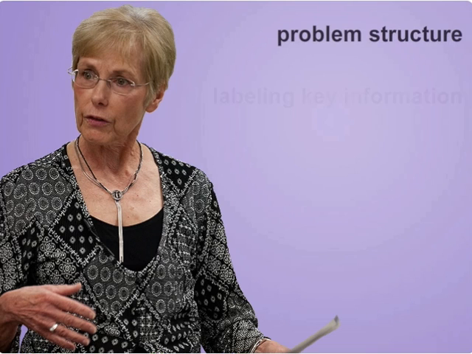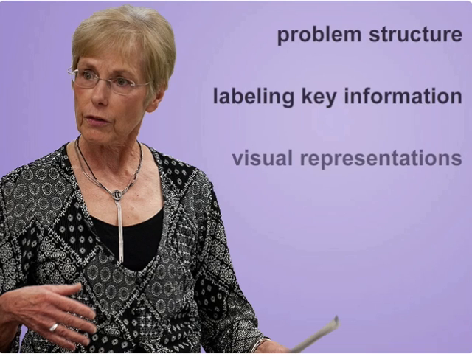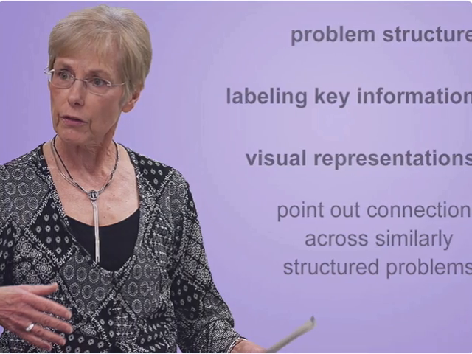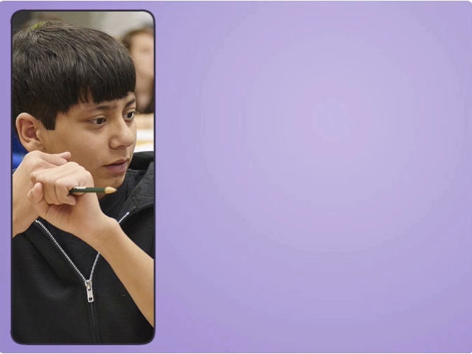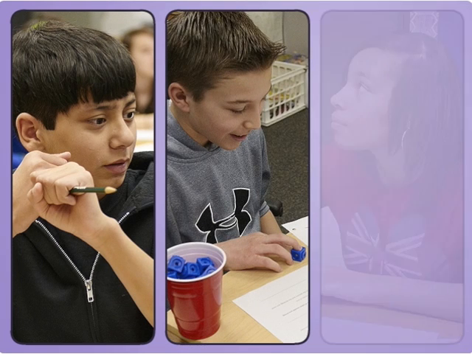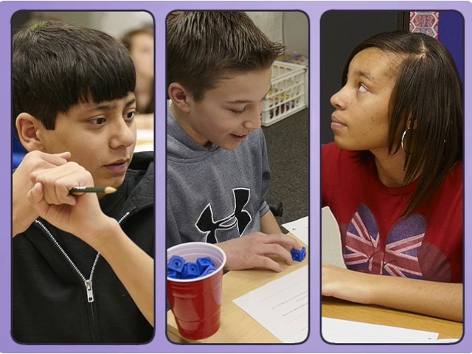It is important to continue to focus on problem structure, labeling of key information, and visual representations so that students develop good problem-solving habits. Students benefit when teachers point out the connections across problems with similar structures but from different contexts. As always, if students are to develop the critical skill of proportional reasoning, remember what they've learned, and apply their knowledge to solve problems, they need a strong conceptual understanding of what they are doing and why.